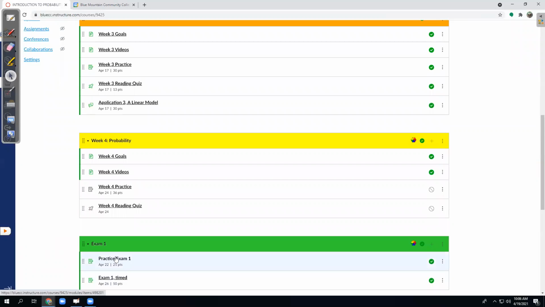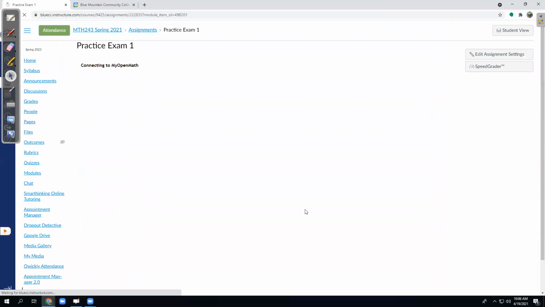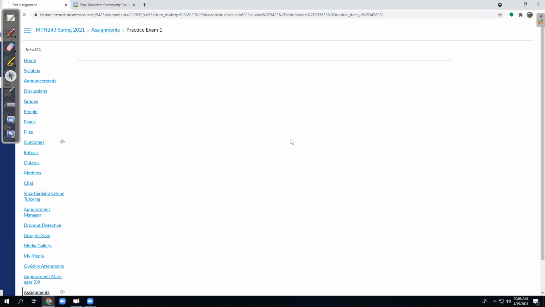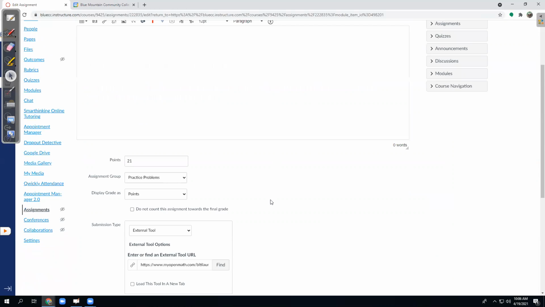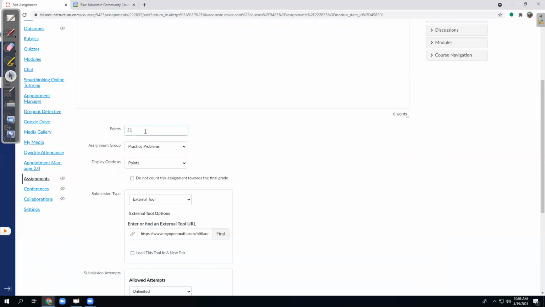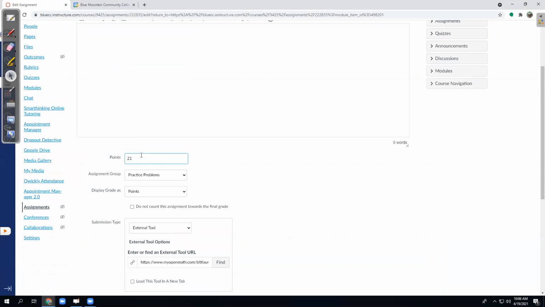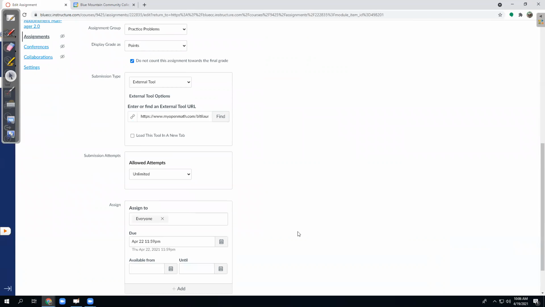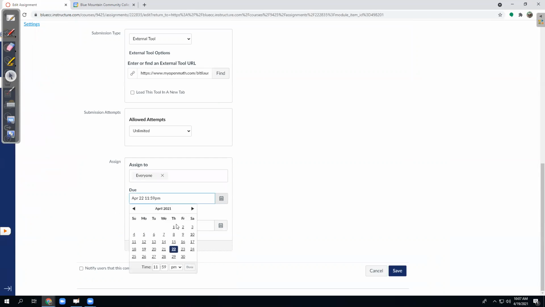Here's the other thing I want to change, the due date on the practice. How many questions does the final have? The final exam usually has around 10 questions. Probably going to change the point value on it. And usually the practice does not count to record your grade. It's optional. I'm going to set that to Saturday. Okay.